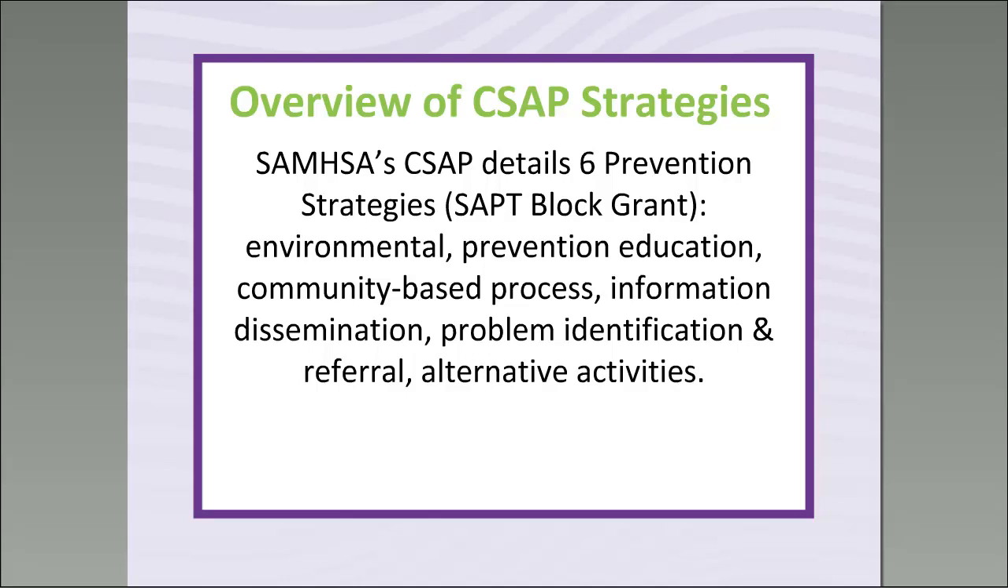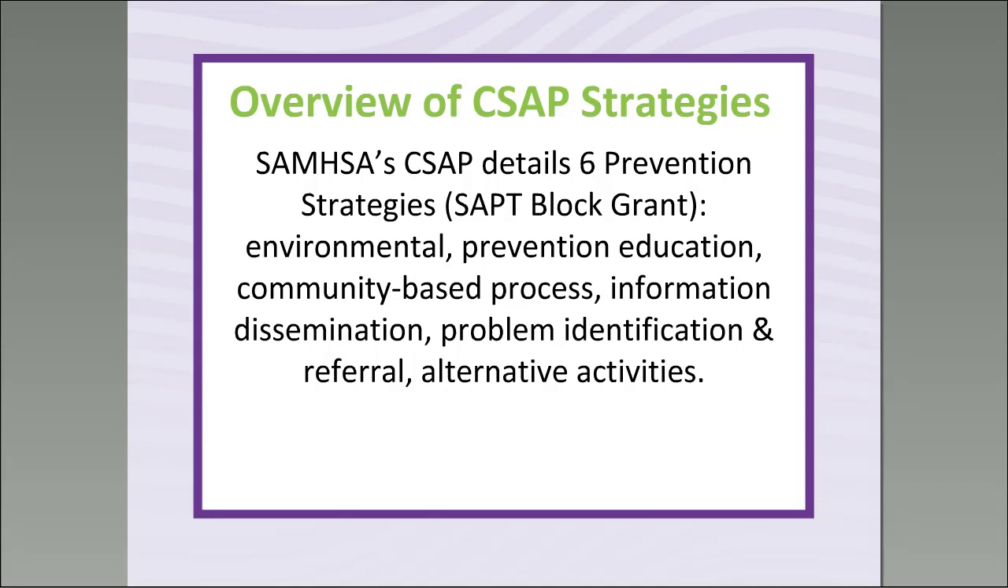The Substance Abuse and Mental Health Services Administration Center for Substance Abuse Prevention, sometimes called SAMHSA-CSAP, details 6 prevention strategies. These prevention strategies are defined and described in the Code of Federal Regulations in March of 1993. The Code of Federal Regulations, called CFR in federal acronym speak, is the codification of the general and permanent rules and regulations, sometimes called administrative law, published in the Federal Register by the executive departments and agencies of the federal government of the United States.